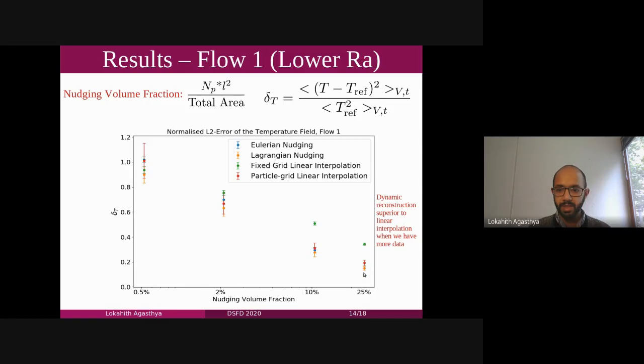of the total information. And we can see that once we have more data, this dynamic reconstruction does perform better than a simple linear interpolation of the Eulerian measurements or the Lagrangian measurements.